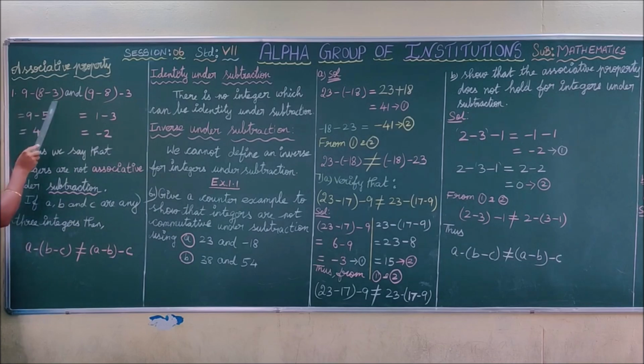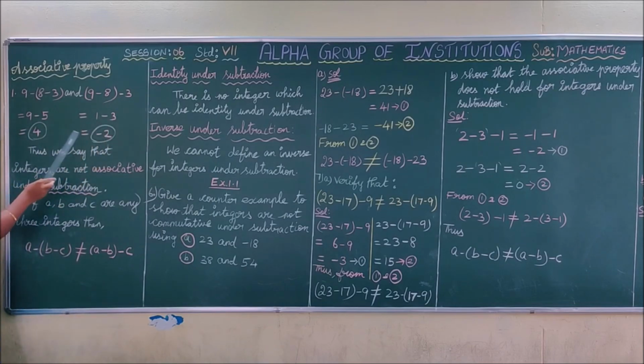Consider the same three integers. See here. First, we are going to subtract the first two integers here. Here, we have subtracted the second and third. Here, we are subtracting the first and second first. What is the answer? 9 minus 8, 1. Minus 3. 1 minus 3 answer is minus 2. Thus we get a different answer. Here 4, here minus 2.